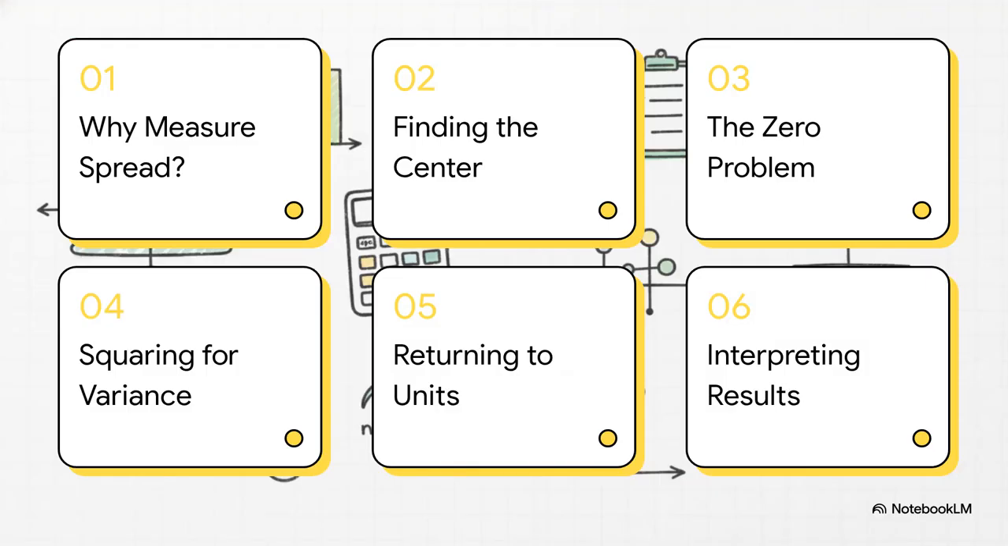Here's our roadmap for today. We'll start with why we measure data spread, find the clinical center, tackle the dreaded zero problem, square things to find variance, return to clinical units, and finally interpret the result.